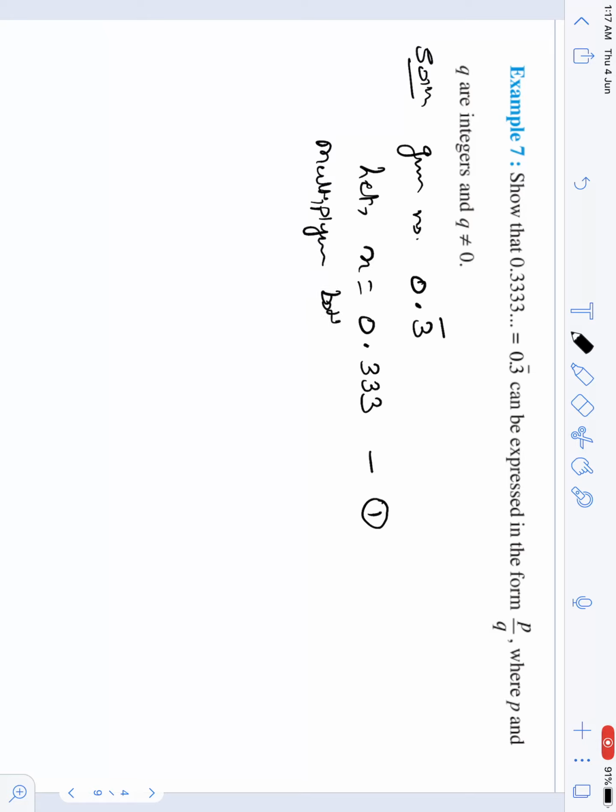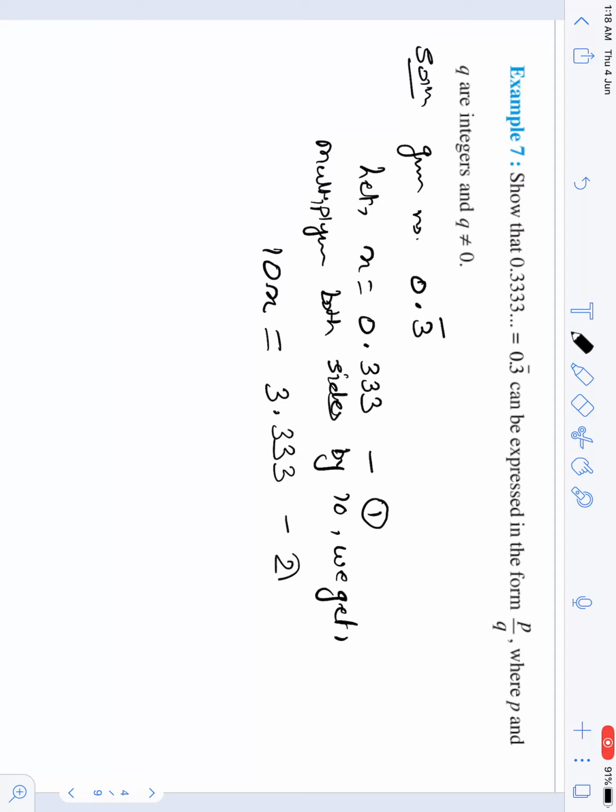Multiplying both sides by 10, we get 10x equals, and when we multiply by 10 the decimal will move one digit to the right. So now our number will become 3.33. If you want, you can add one more 3 over here; this does not create any difference. Now this is our equation number 2.